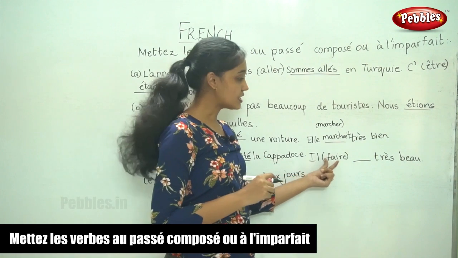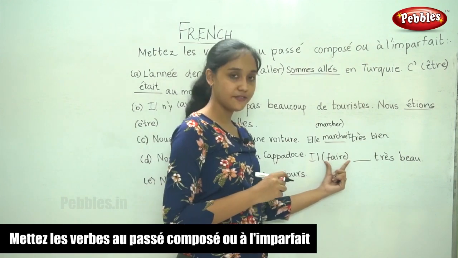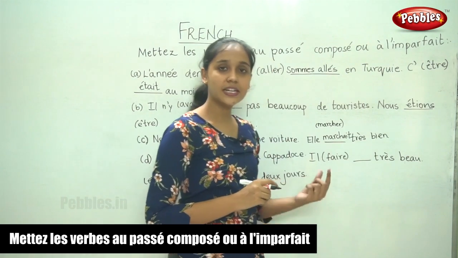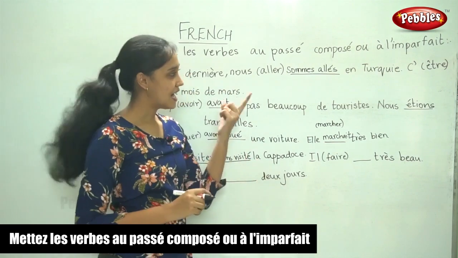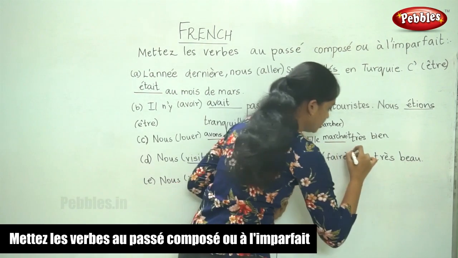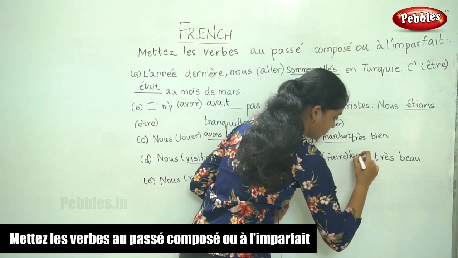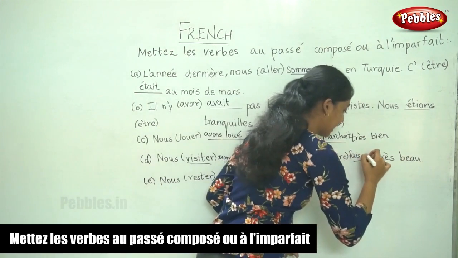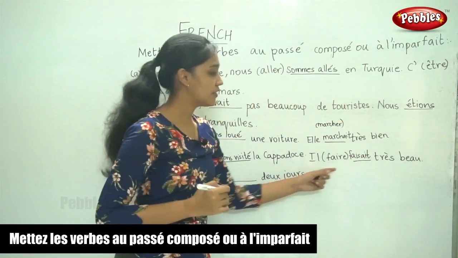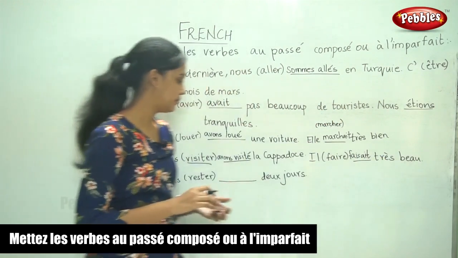The next part of the sentence, il fait très beau. It is also a description. So we use imparfait. So faisons, we remove ONS and add AIT. Il faisait très beau.